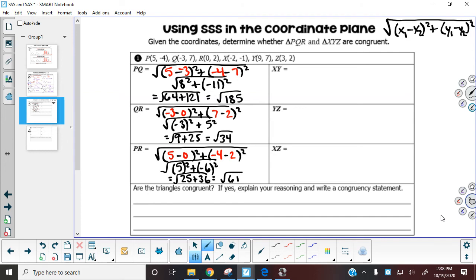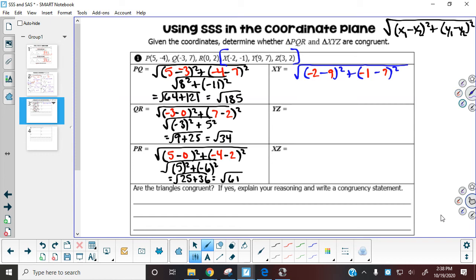Okay? Now, notice this is a scalene triangle. It just doesn't help us because, again, what we're trying to figure out is whether or not those triangles are congruent. So if we look at x and y, I'm just going to kind of put a little bracket here to help me kind of make sure I'm using the right points. So again, I'm going to set this up. Okay, I'm going to input my x values for x and y. So -2 and 9 are my x's. My y's are -1 and 7.